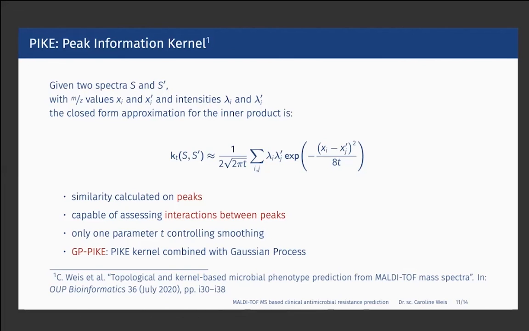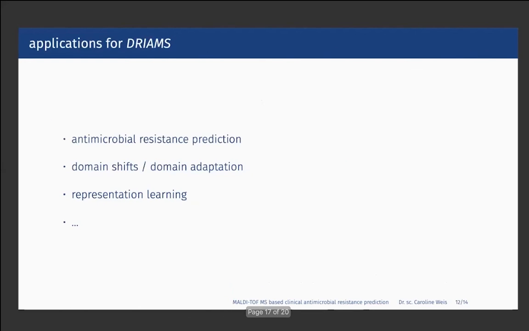Additionally, for our kernel, solely a single parameter needs to be optimized, T, which controls the degree of smoothing in the kernel. And finally, we combine our PIKE kernel with the Gaussian process to obtain our model, which is GP-PIKE. So I hope this gives you some idea how MALDI-TOF can be used for machine learning prediction.